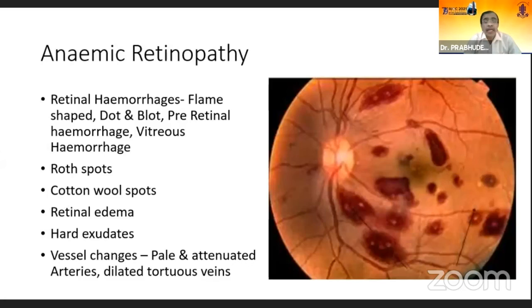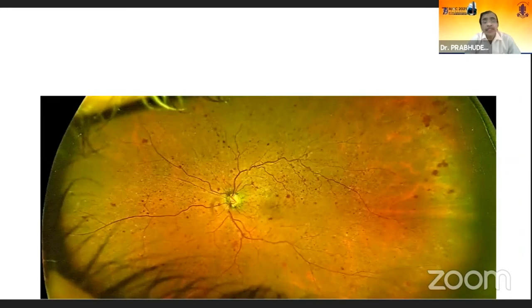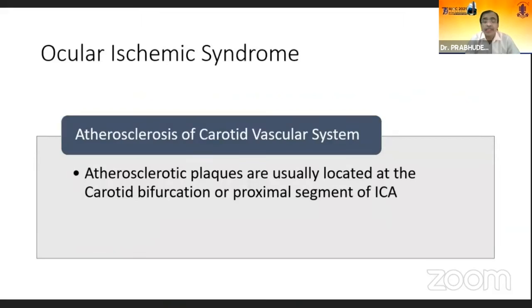And lastly, I show you this case, an 80-year-old lady who came to us with blurring of vision only in the left eye. When we examined her, we saw extensive retinal hemorrhages all around, but no hard exudates, no new vessels. Her other eye didn't have much diabetic retinopathy, so we investigated her. I had a suspicion of carotid artery occlusion, so we got her carotid angiography and carotid Doppler also, and she turned out to be a case of ocular ischemic syndrome.